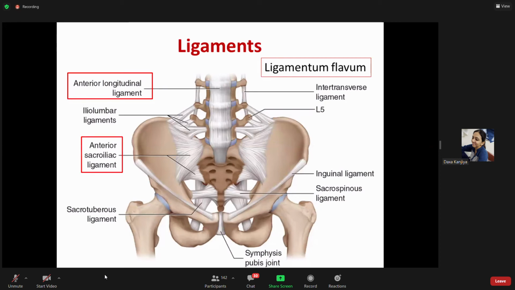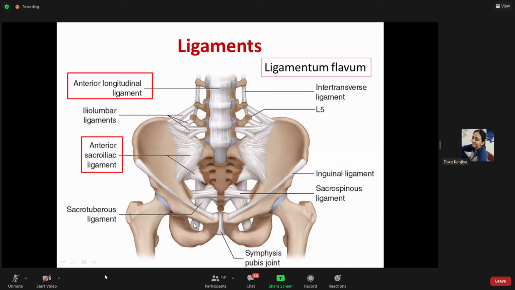Now there are three sacroiliac ligaments: ventral, dorsal and interosseous. One of them is seen here, that is the ventral sacroiliac ligament or anterior sacroiliac ligament, attached to the lateral mass or lateral surface of the sacrum to the ilium. Here also you can see. So this is the band of the ventral sacroiliac ligament.